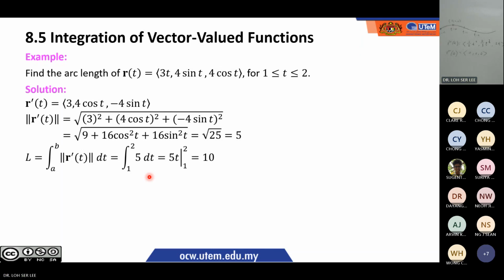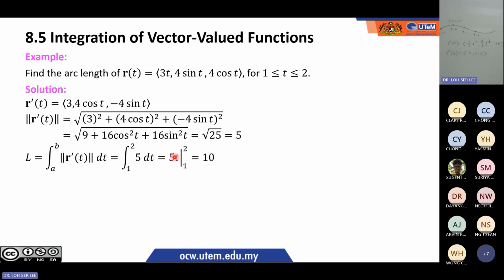This is important. You have to know how to come up with this one. This is from the magnitude of r prime. This is the starting point, and this is the ending point on the arc. Any questions for this one?